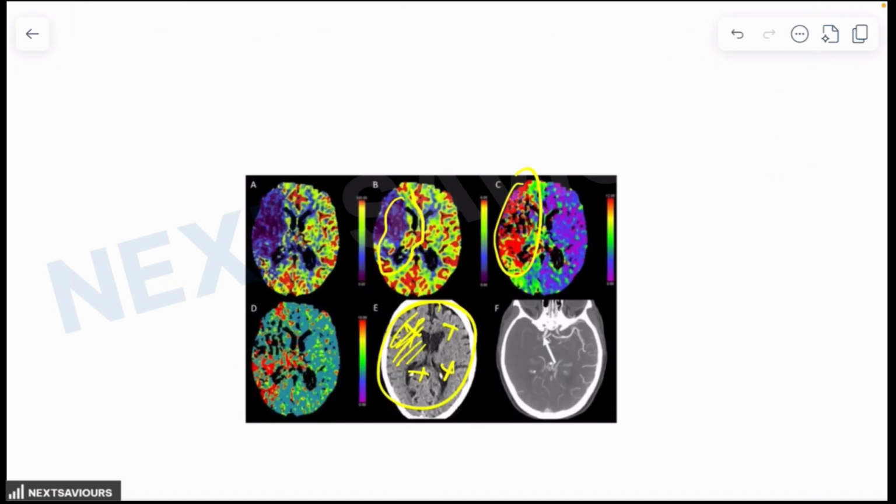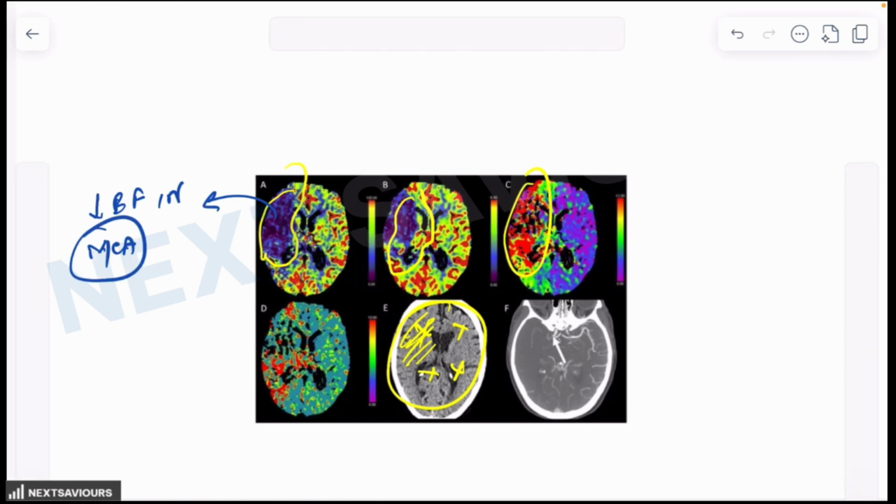And this is how the CTP appears. If you look at this image, there is a presence of a dark purple region in the left hemisphere, which is signifying the reduced blood flow in the middle cerebral artery territory. So it is suggestive of the infarcted tissue.